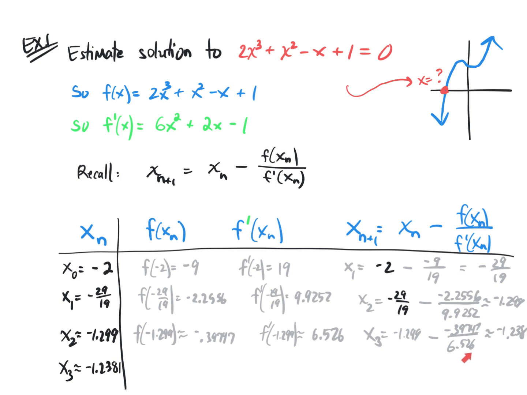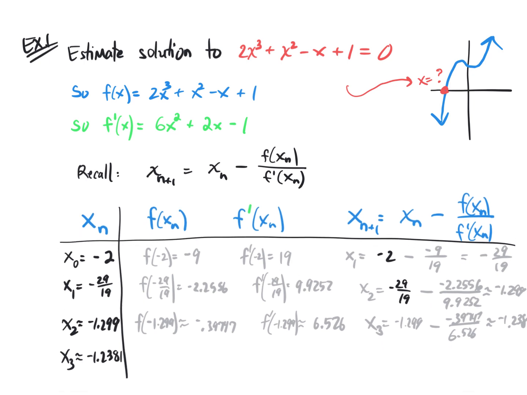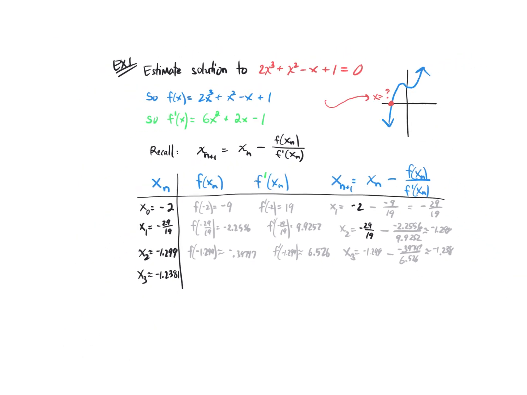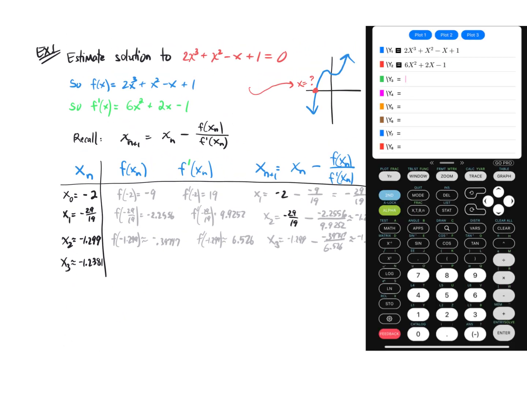over f prime. Well, this is getting pretty messy, and that's why we should learn how to use our calculators to do this, because our calculators have a very nice recursive function ability built into them. So you'll want to enter your function under y1, the derivative's function under y2, because our recursive relationship uses the function and the derivative's function. So we'll have y1 divided by y2 here.